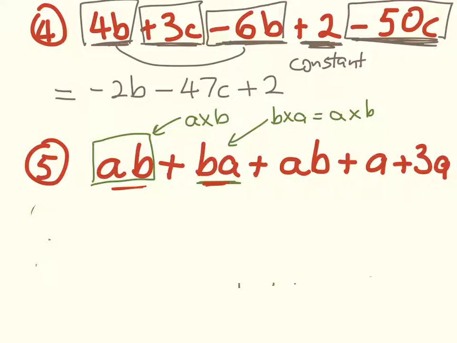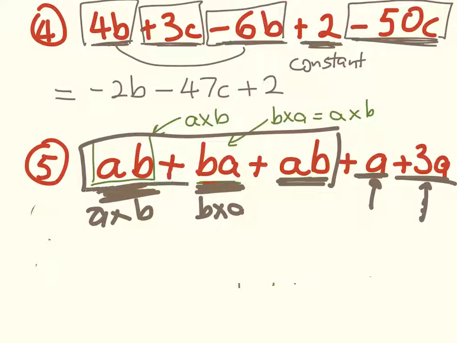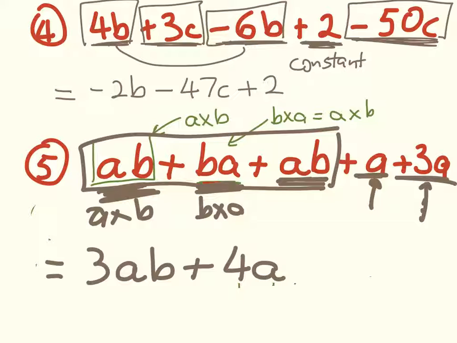Right, so let's look again at what goes together and what doesn't. I've got ab, and that's exactly the same kind of thing as ba, because this is a times b, b times a. They're no different, they're just written in a different order. And here comes another ab. But what about these things at the end? Well, this is just an a, 1a, and this is 3a. So we can put these together, and we can put all of these together. So that gives me 3 lots of ab plus 4 lots of a, and that's my final answer.